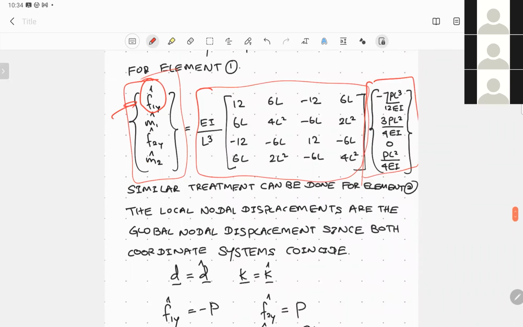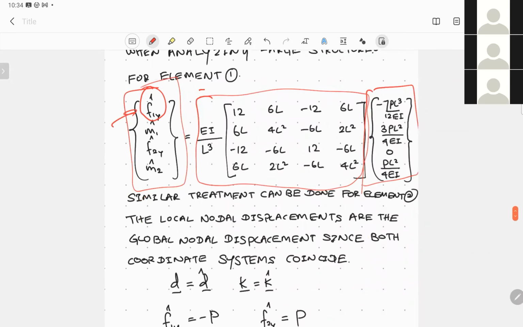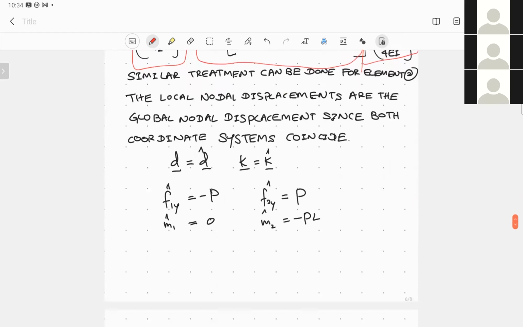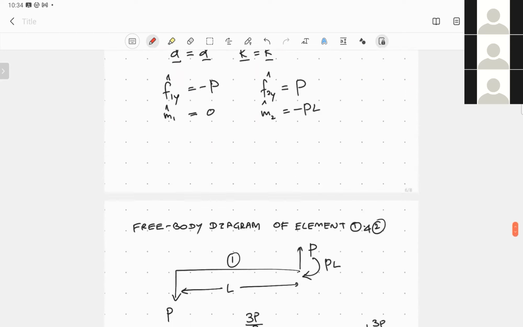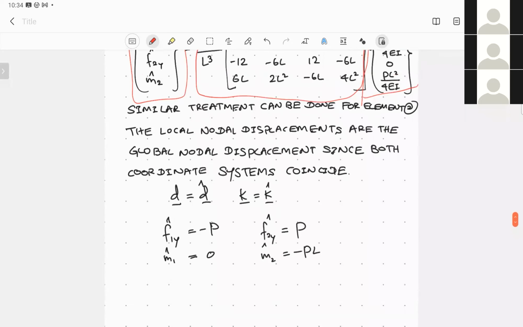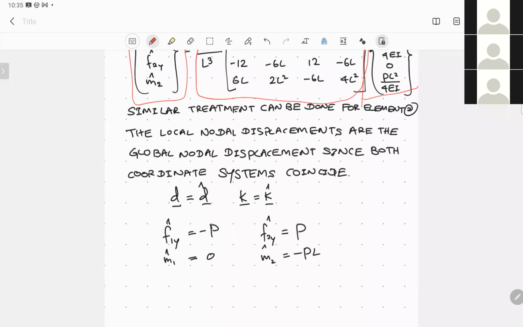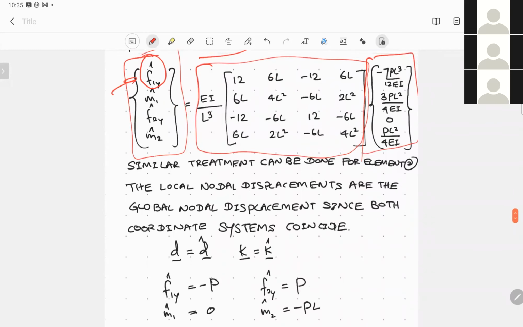So the same process can be used to analyze element number 2, which I will not describe. If you analyze these 2 elements separately, you would get the results which I have shown here. I have simply worked this out and shown the results here. You can work it out on your own and see whether you get these results.